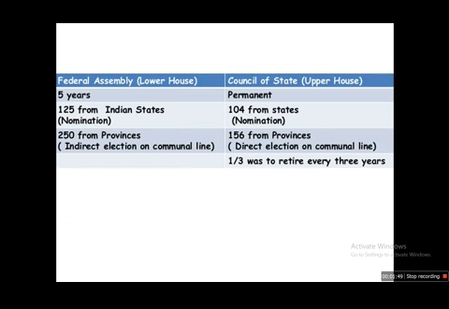about the Federal Assembly. Here is a summary of the Federal Assembly, and there is also a summary of the Council of State, the Upper House. So, the Federal Assembly, the Lower House, would be for 5 years, with 125 from Indian states, 125 would be nominated, and 250 from provinces in direct election on communal lines. And details about the Council of State, the Upper House, is that it would be permanent, with 104 from states by nomination and 156 from provinces by direct election on communal lines. One third was to retire every 3 years.